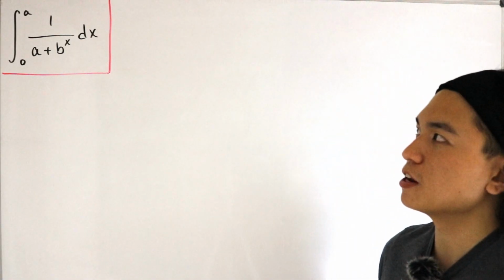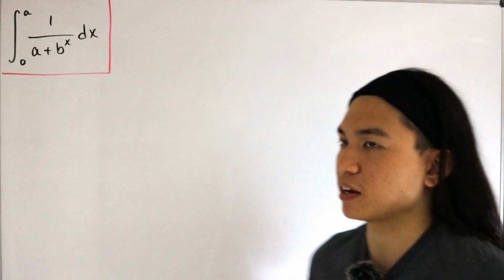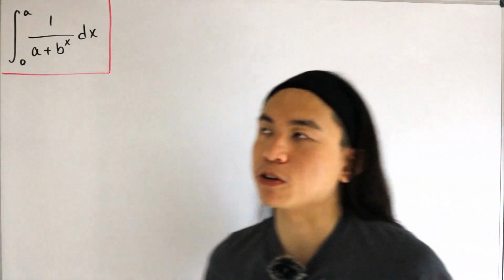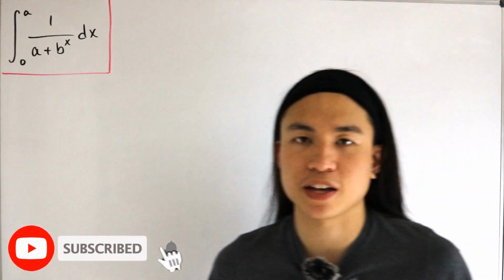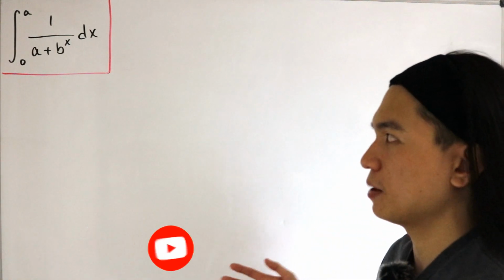So here we have a definite integral from 0 to a of 1 divided by a plus b to the power x dx. So two different values for a and b, and with this being the case, we want to find a nice general closed form depending on our values for a and b.